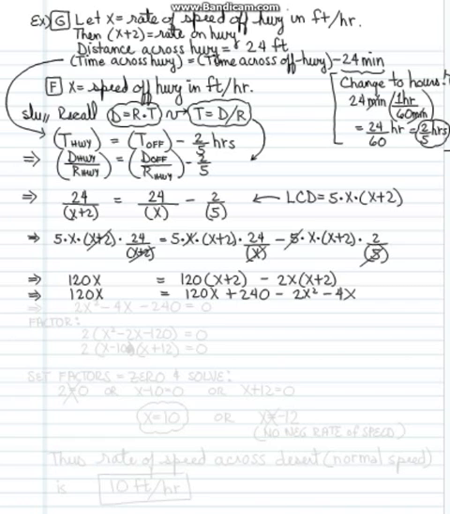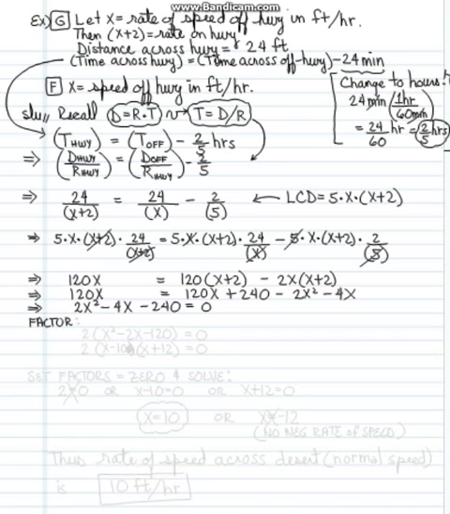Okay, this is a second degree equation. Let's get everything on the left side. Move everything over to the left side. Everything on the right side will be 0. We get 2 times x squared minus 4x when we bring everything over, minus 240 equals the other side, which is now 0 since we moved everything over. Okay, we're ready to factor.